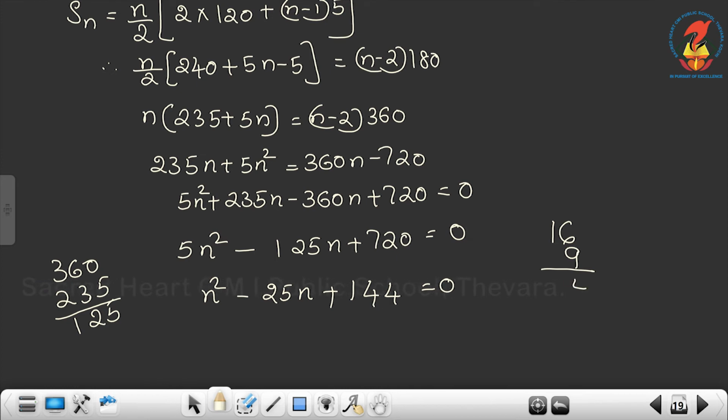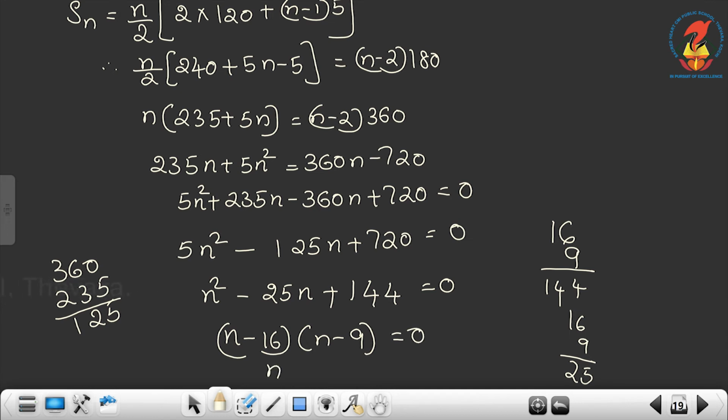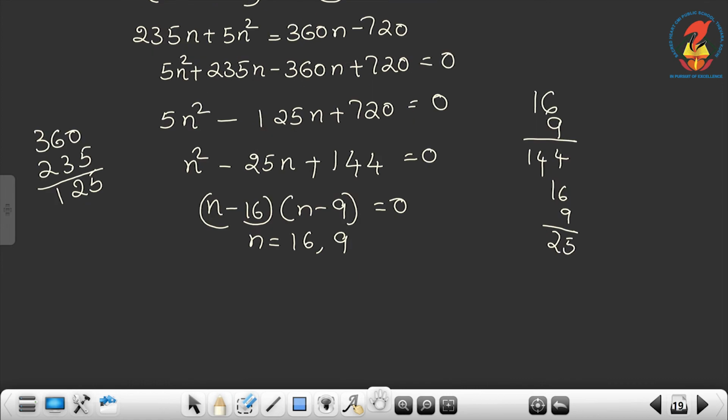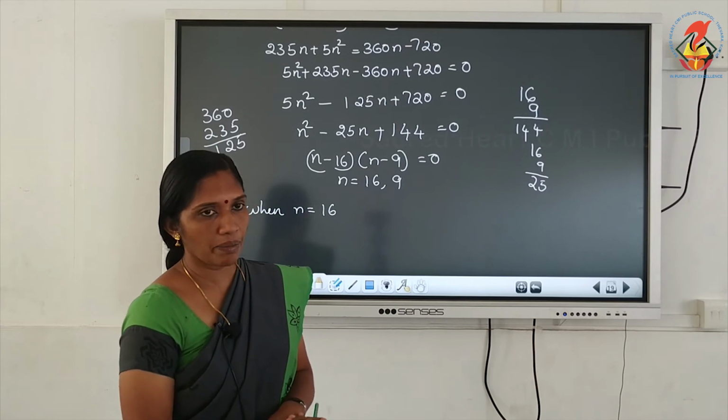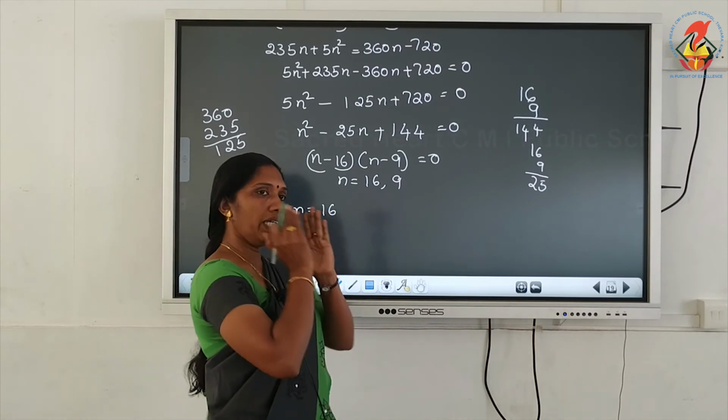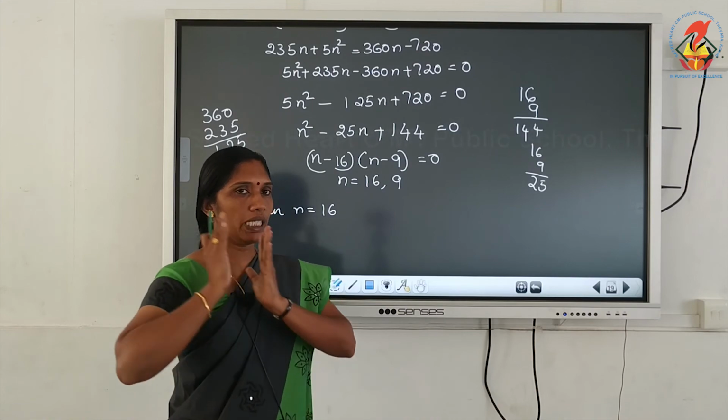16 into 9, 144, 16 plus 9 is 25, but the sum is negative, means both numbers are negative. So, we can factorize like this. So, n is equal to 16 and 9, which is possible, can we take both values or not? When n is equal to 16, that is the number of sides 16. That is 120, 125, that is an AP, 120, 125.